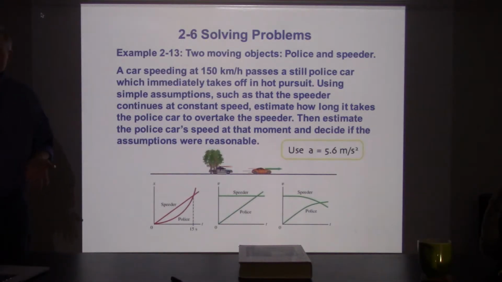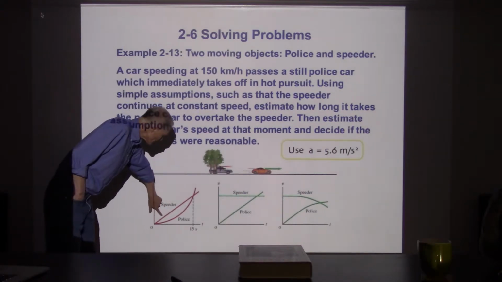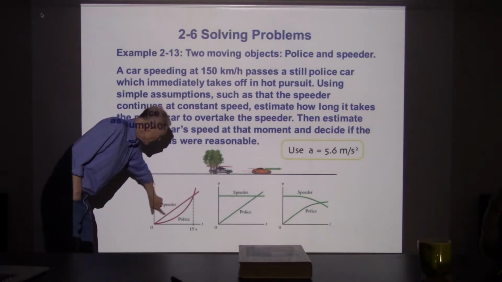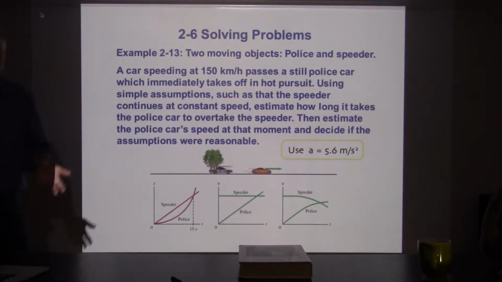Is that going to work? Do you just have to reach the same speed and then you've caught up? And you go, no, it's not a question of operating at the same speed. In fact, we can go to the first graph. We can check the slope of the speeder. Now the slope here on the x versus t, that's a constant, steady, consistent slope.